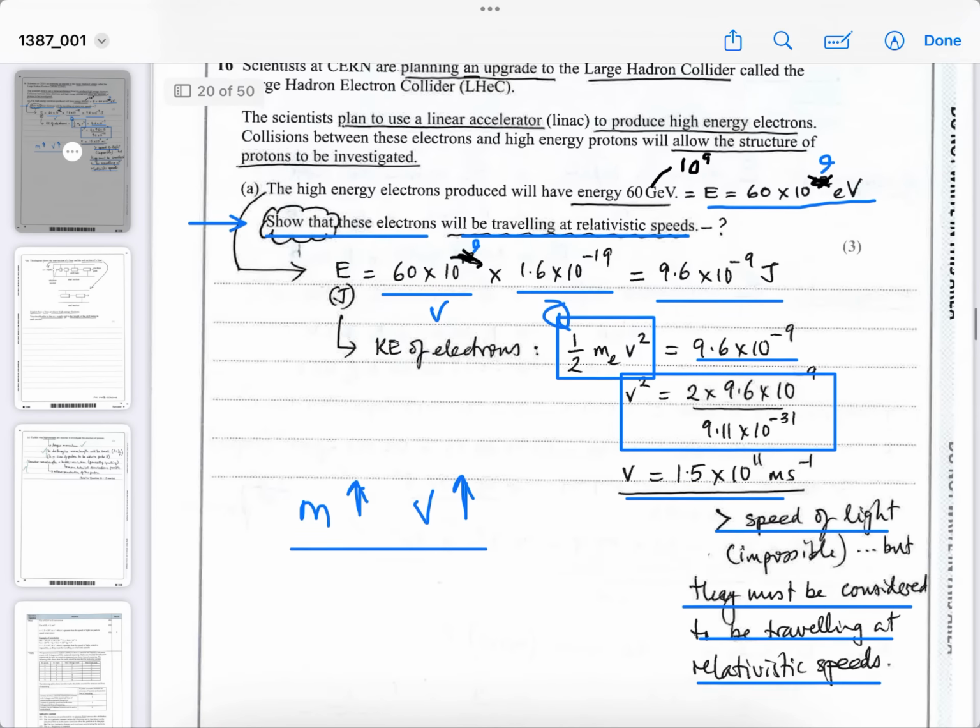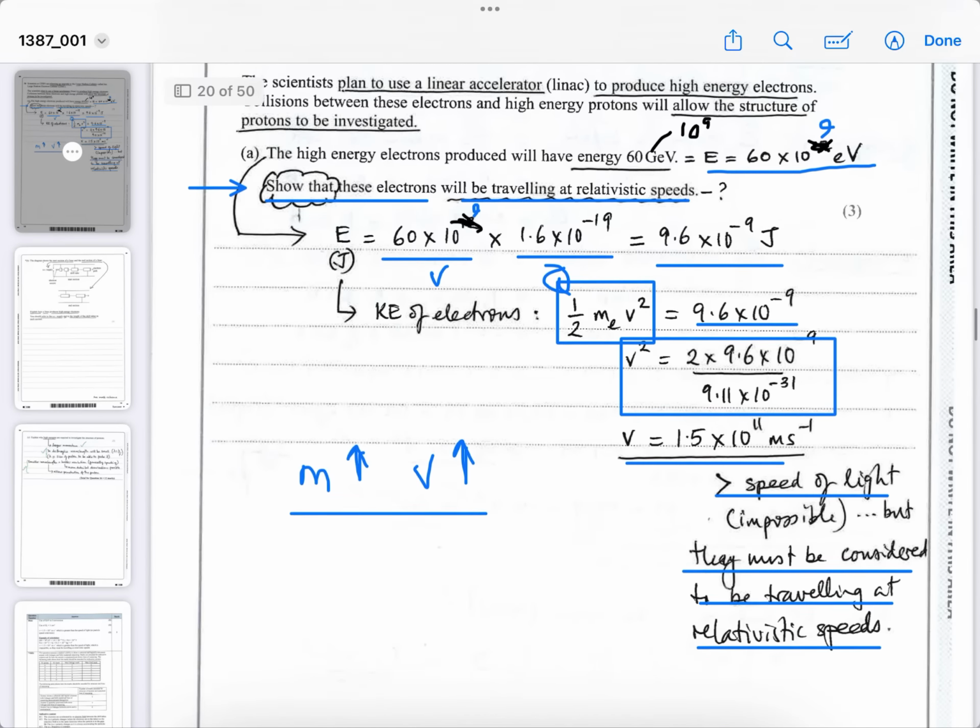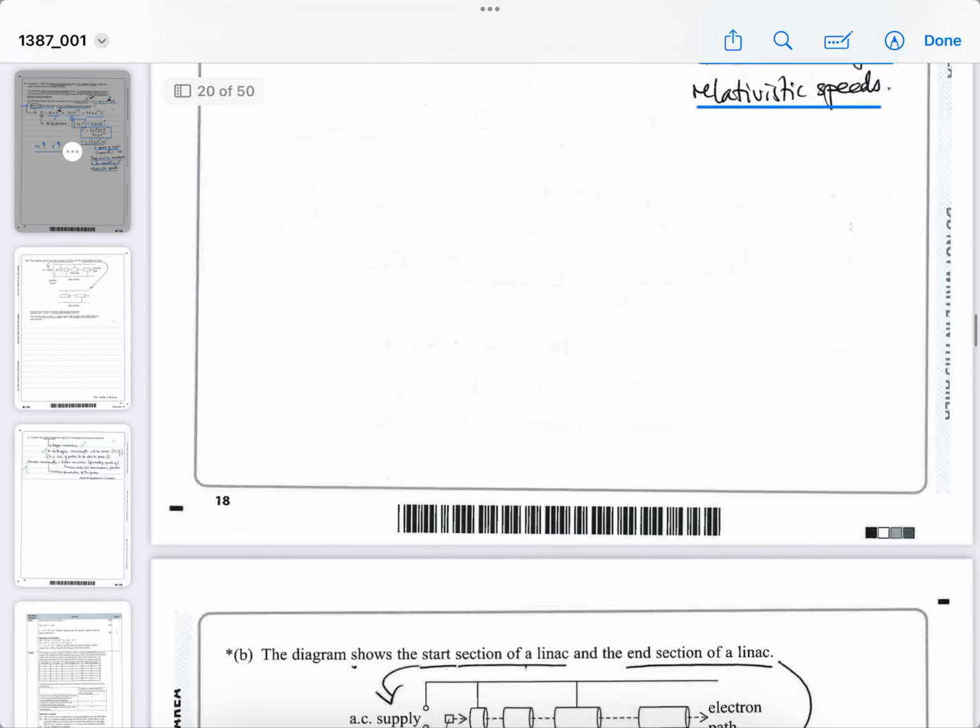So it wants you to understand how a linear accelerator works. And the next part of the question goes into that. Well, here is the diagram for a linear accelerator. And it says the diagram shows the start section of a linear accelerator. Well, the start section is on the left-hand side, where I've drawn the arrow.